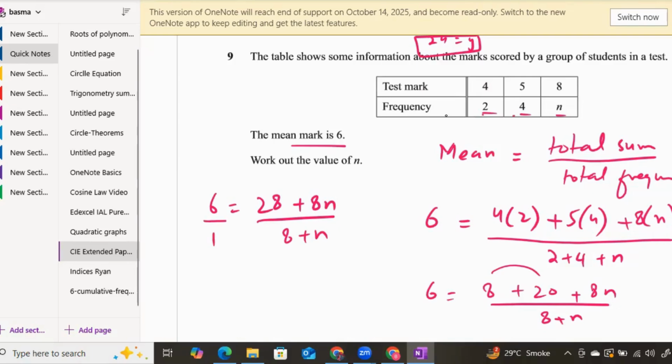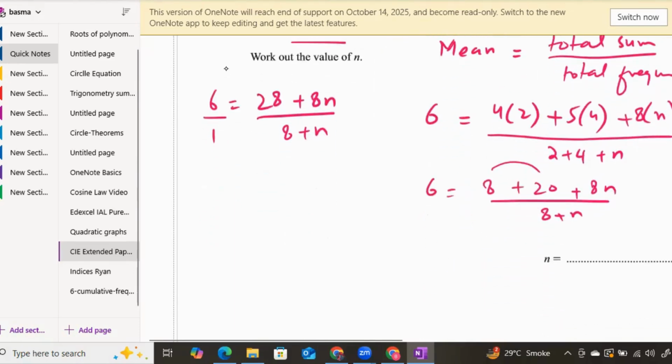Now you will notice we have two fractions because there is a 1 in the bottom of 6. You have two fractions with an equal sign between them, so we can cross multiply. 6 times 6 plus n and 1 times 28 plus 8n. So 6 times 6 is 36 plus 6 times n is 6n is equal to 1 times 28 is 28 plus 1 times 8n is 8n.